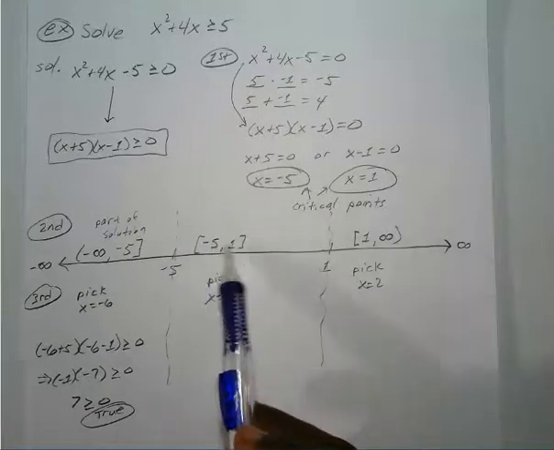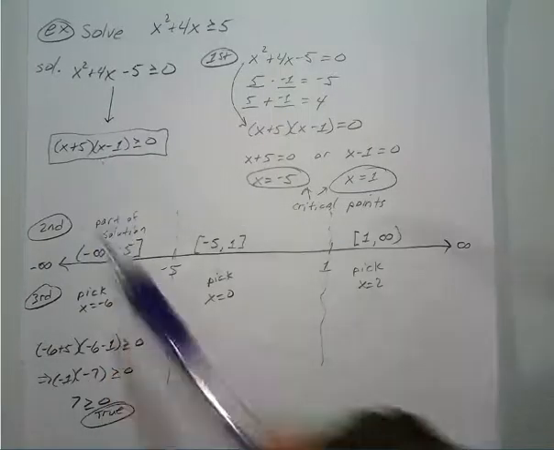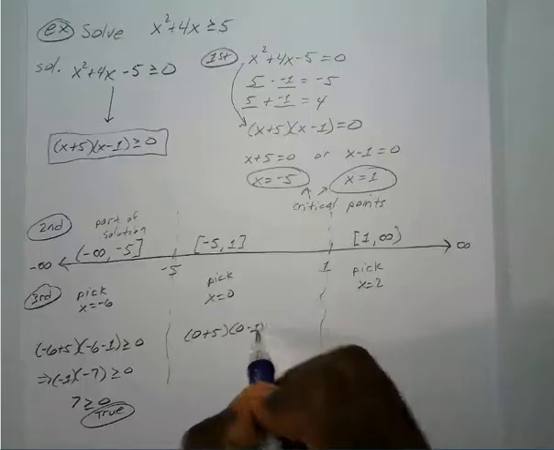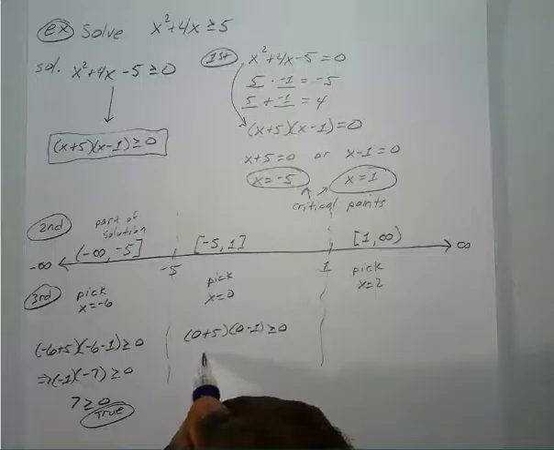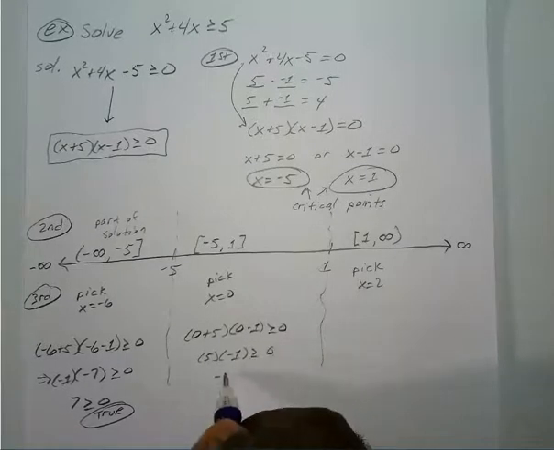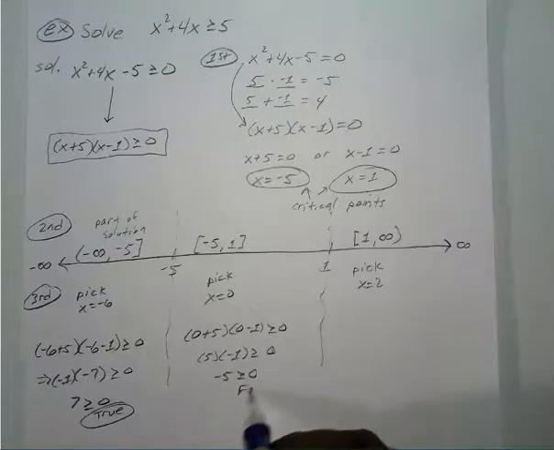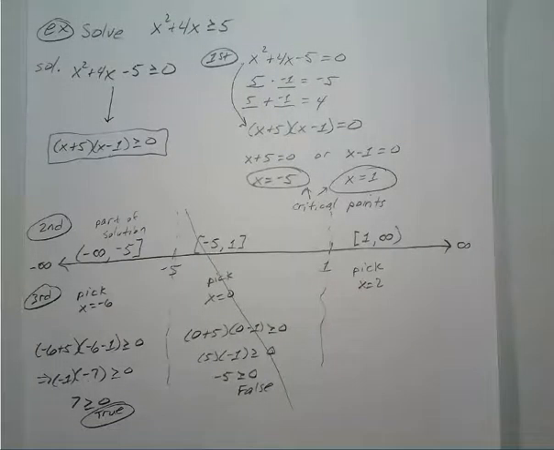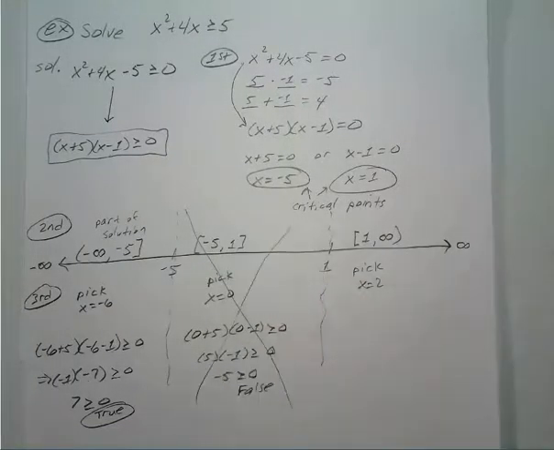Okay, so let's try negative 5 to 1. We picked x equals 0, so we go ahead and plug it in. So we have (0 + 5)(0 - 1) is greater than or equal to 0. 0 plus 5 is 5. 0 minus 1 is negative 1. So negative 5 is greater than or equal to 0 is false. So we know that this is not part of our solution. You can draw a line through, you can draw an X, doesn't matter.